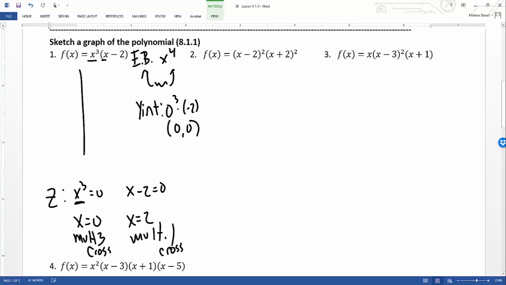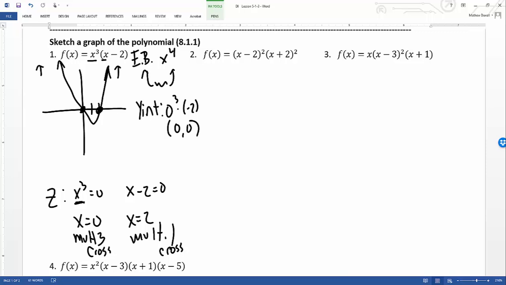So let's draw this. So the end behavior both starts up here. I know it's going to cross through the 0, so here's 0 and here's 2. Okay, so starting at the end behavior, it's going to cross. Go back to the 0, it's going to cross. And the graph is going to look something like that.